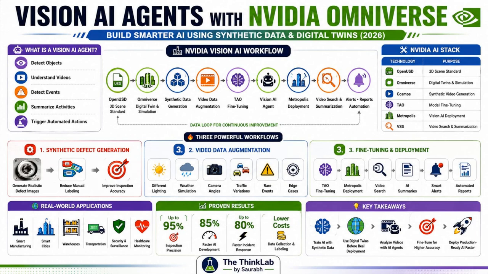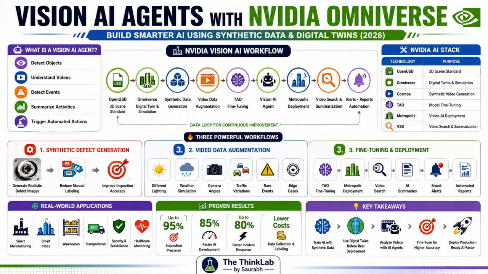So now let's understand how NVIDIA built this intelligent system. The first building block is OpenUSD. OpenUSD stands for Open Universal Scene Description. Think of it as a common language for creating 3D worlds. Every building, every robot, every machine, every camera, every object inside the virtual environment is described using OpenUSD. Because it is an open standard, different software tools can work together seamlessly.